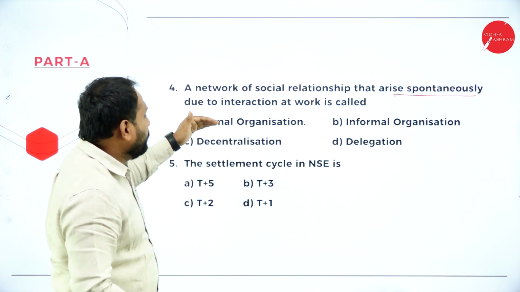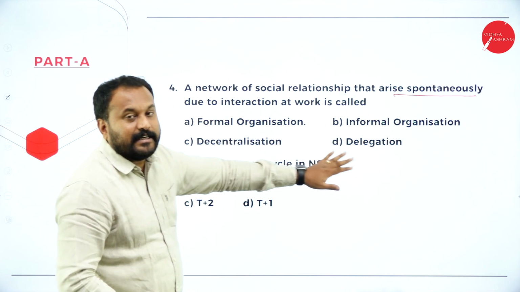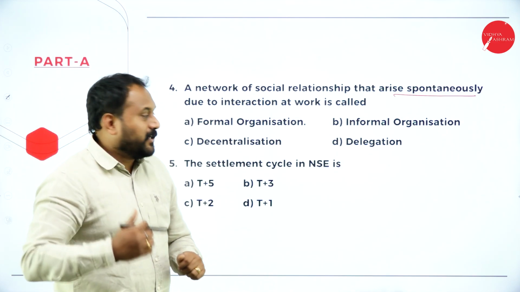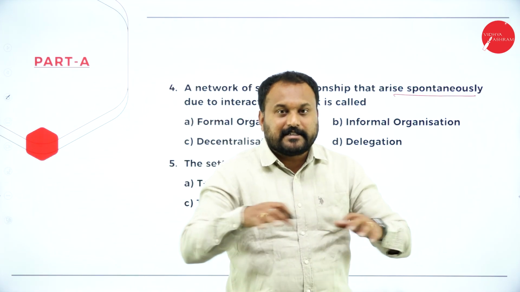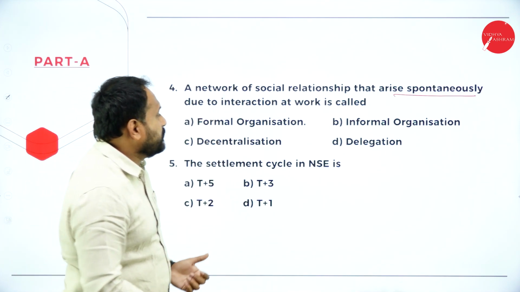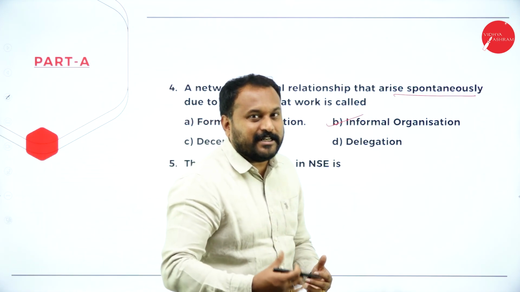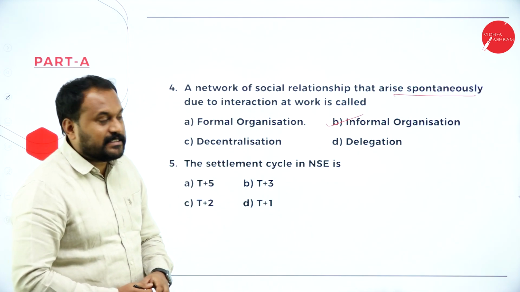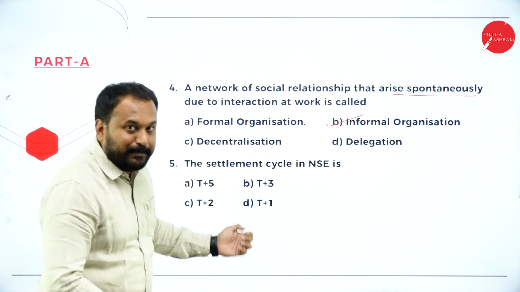Let's understand this. Formal organization, informal organization, decentralization, delegation. See, delegation is given by the top to the subordinate. Decentralization means authority and responsibility get distributed. So here the answer is what? Informal organization. The way you people talk to your friends, right? Spontaneously it develops. That is what? Informal organization.